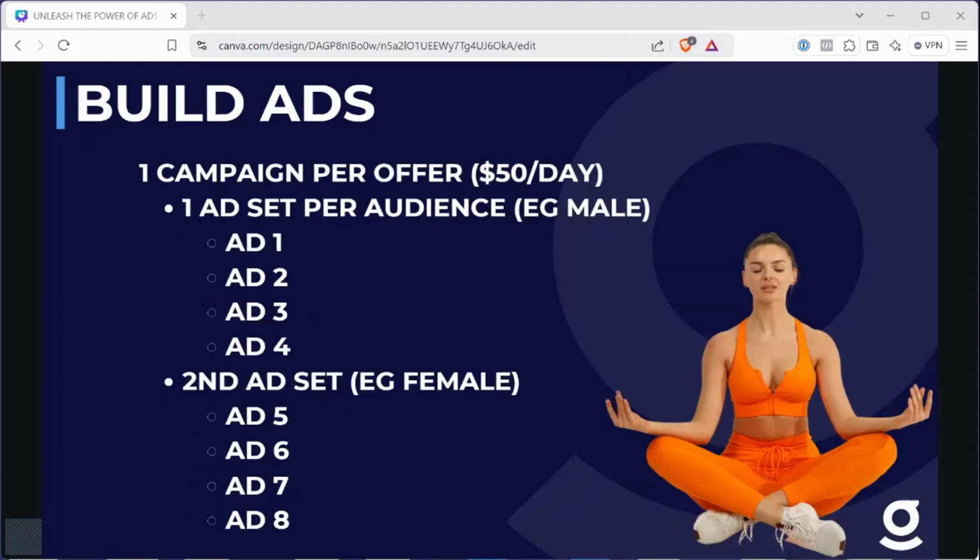Now, for a little bit more technically advanced, if you guys already are building ads and you're familiar with the ad platform, this is just to show you a simple structure and an effective structure for a lead generation campaign if you are on the Meta Ads Manager. So you basically would have one campaign per offer. You might start at $50 a day. This is what I would recommend.